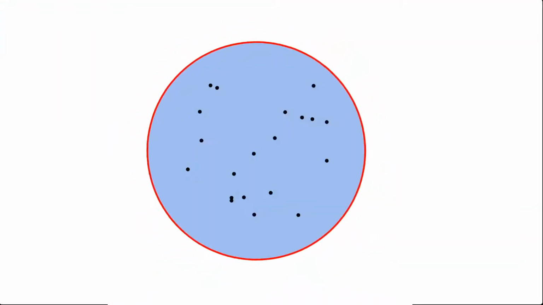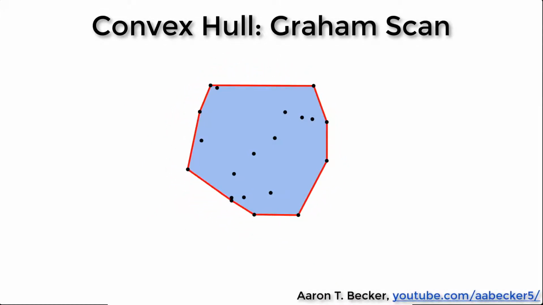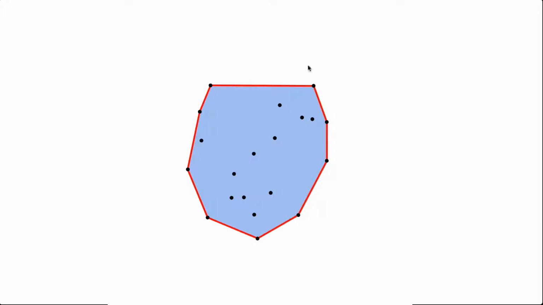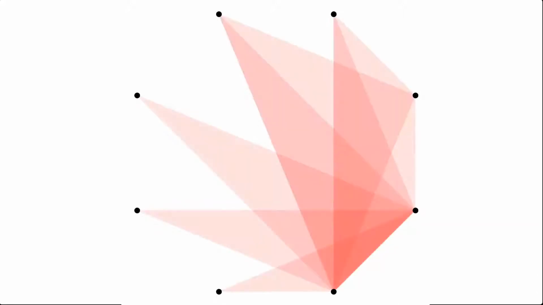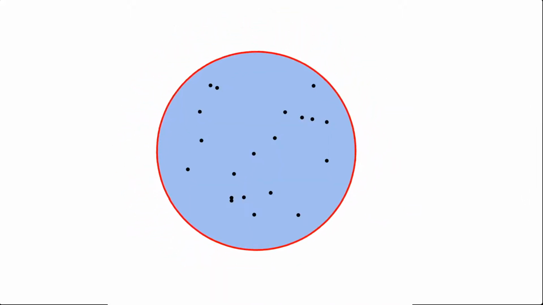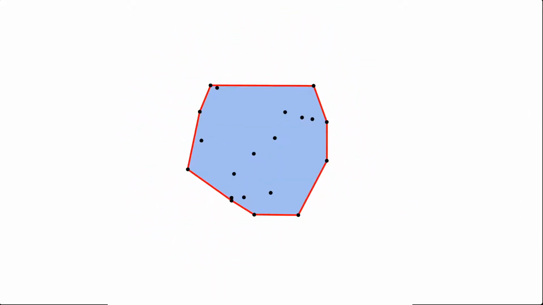Let's talk about the convex hull. In geometry, the convex hull of a set of points is the smallest convex set that contains them. You can also define the convex hull as the intersection of all convex sets containing a given subset of a Euclidean space. An equivalent definition is a set of all convex combinations of points in the subset. I like to visualize the convex hull as a shape enclosed by a rubber band stretched around the set.